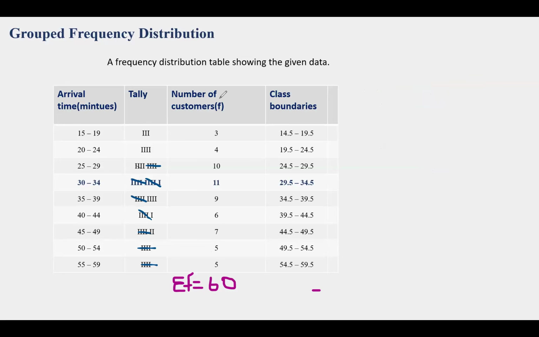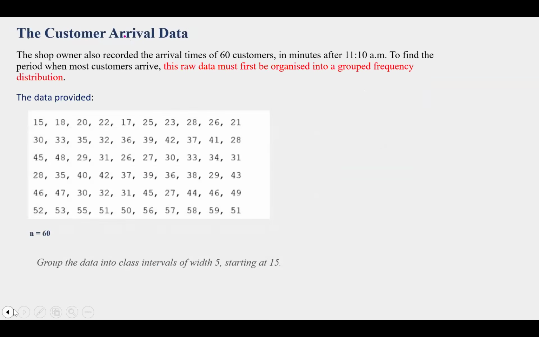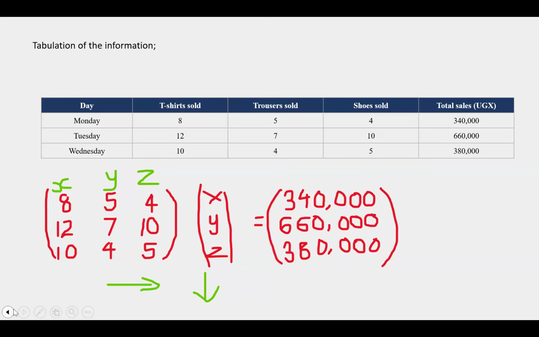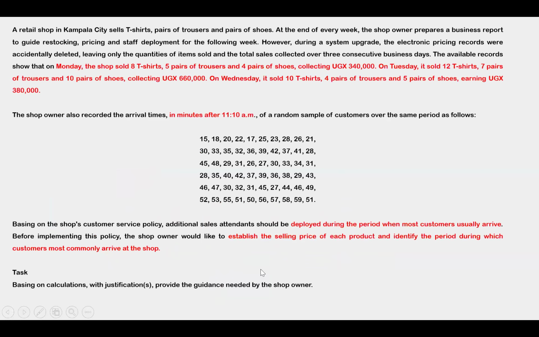So now that we have drawn our frequency distribution table, we're going to proceed to finding the mode. Where are we finding the mode? If I could go back to the question, you can see that they want us to identify the period during which customers most commonly arrive at the shop. So we need to find the mode or the modal time at which the majority of the customers arrive at the shop.